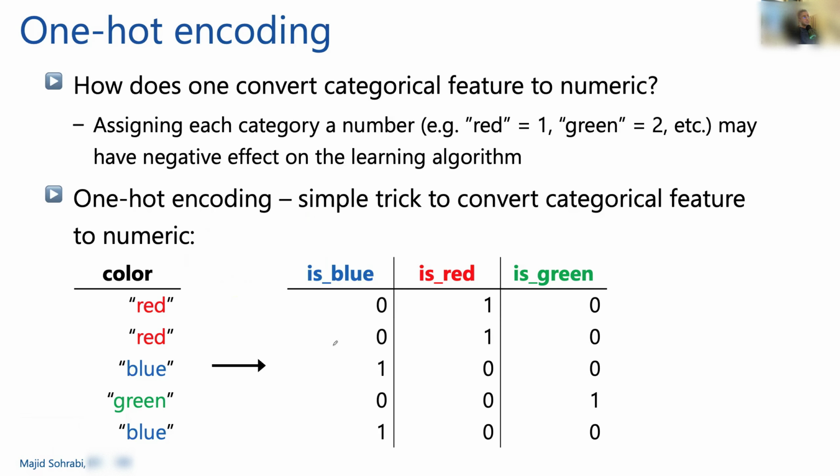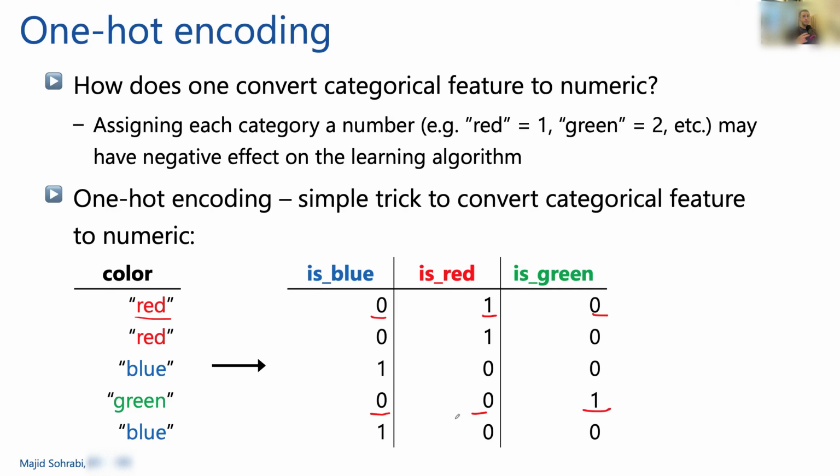Another smarter way is one-hot encoding. What do we do in this setup? Let's say I have a categorical feature column, color. I have two reds, two blues, and one green. For each of these categories, I add a new column. Let's say the first column is blue, the second is red, the third is green. If the category appears, I put 1 in the column and 0 for the other categories. For green, the last one is 1 and the other two are 0.